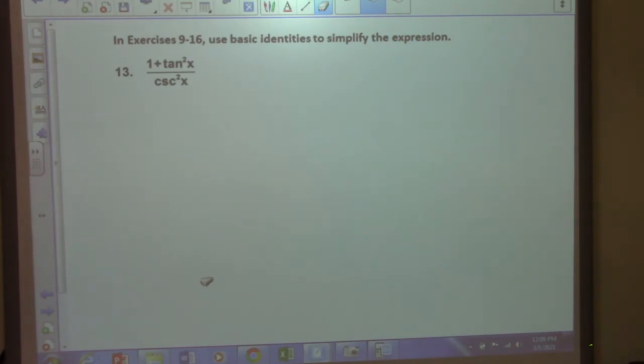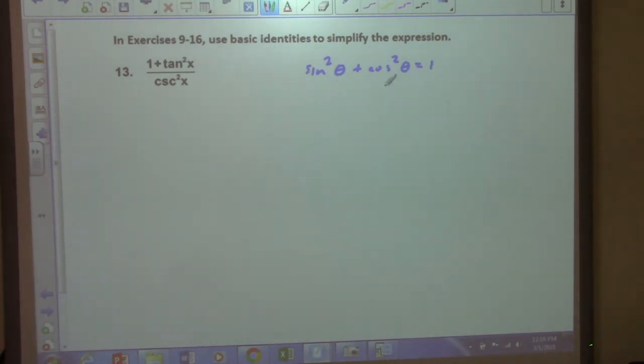Okay, what about this one here? Does that look pretty ugly? Yes. Okay, I want to show you something here you can do with this one. Remember we had this one here, sine squared theta plus cosine squared theta is equal to 1. Remember that?